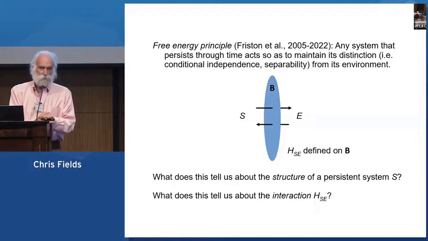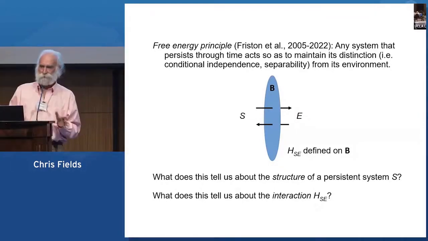And I'm going to think about the simplest possible situation, which is some system, which I'll call S, that interacts with some environment, which I'll call E, through a boundary, which I'll call B. And this boundary is a boundary in the total joint state space. So in quantum theory, that will be a Hilbert space, but you can think of it as just the collection of all of the degrees of freedom that are of interest.